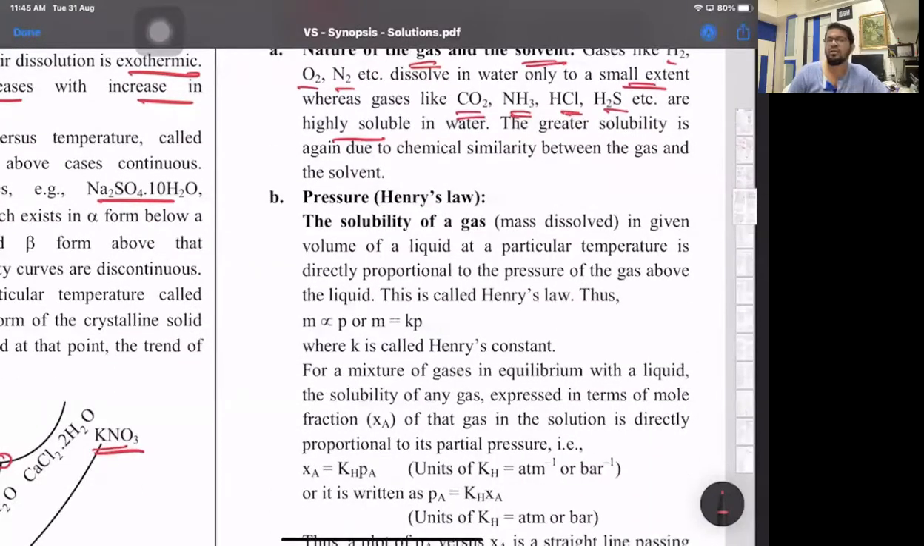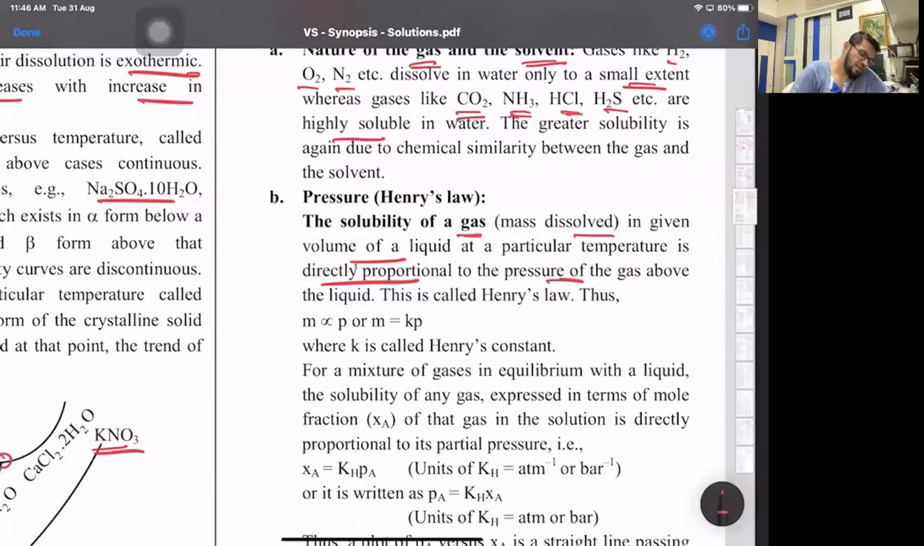Then comes Henry's law, which specifies that at a particular temperature, is this clear, the solubility of a gas, that is the mass dissolved in a given volume of a liquid at a given temperature, is directly proportional to the pressure of the gas above the liquid. So solubility of a gas will be more, at a given temperature, if the pressure applied is more.